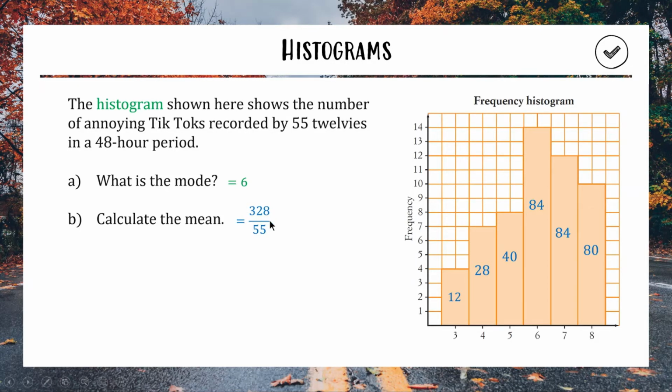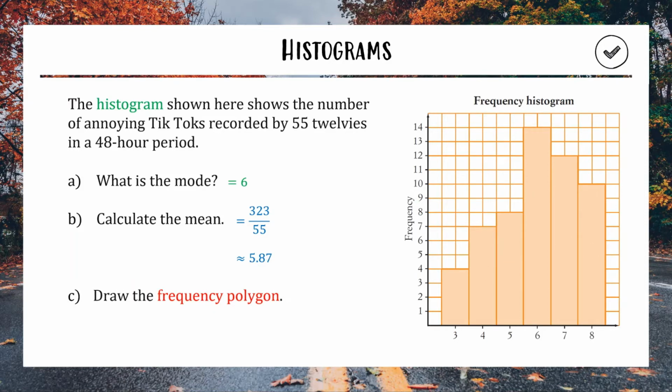We'll divide by how many scores we have. The question already gave us a hint that there were 55 12s surveyed, so there should be 55 scores. However, if we do 4 plus 7 plus 8 plus 14 plus 12 plus 10, we would get 55 if we didn't know that from the question. Okay, 328 divided by 55 works out to be about 5.96, and there is our mean of the data set.